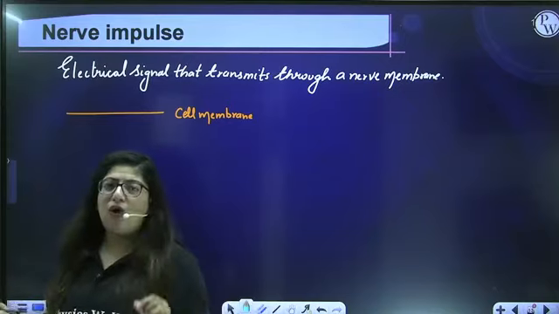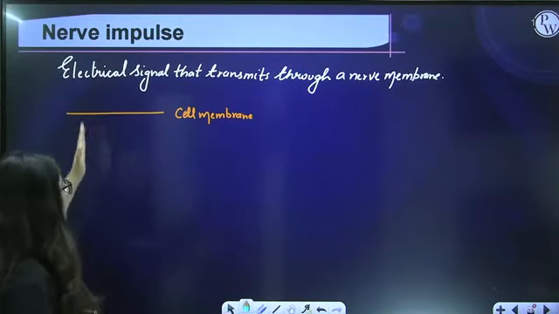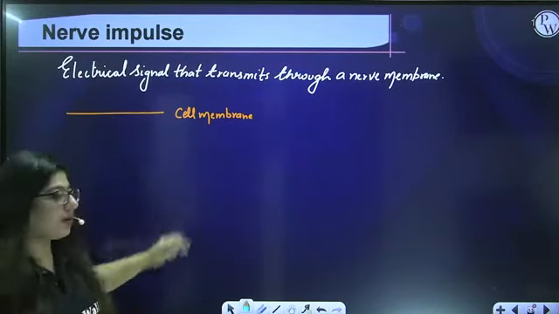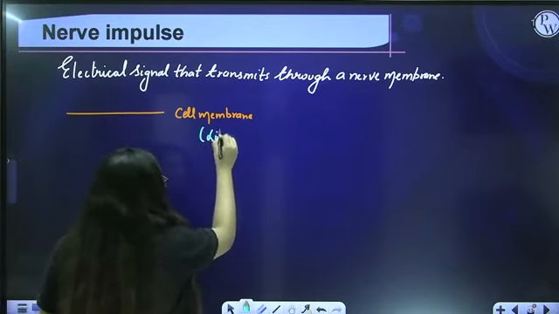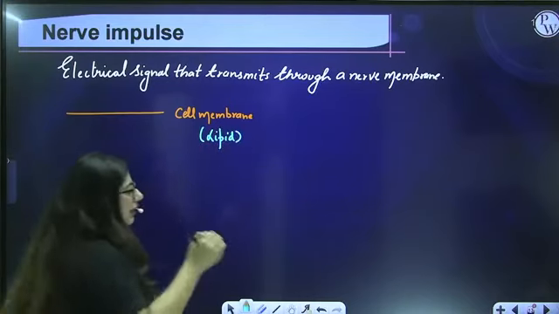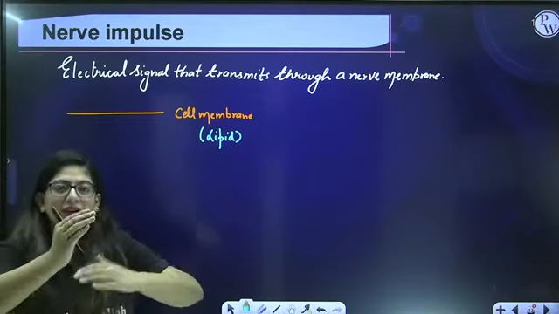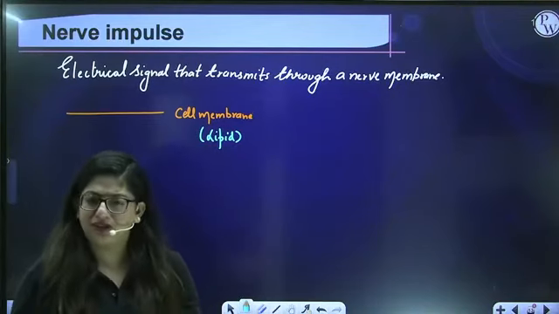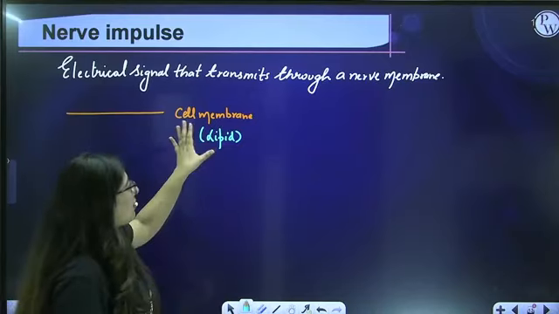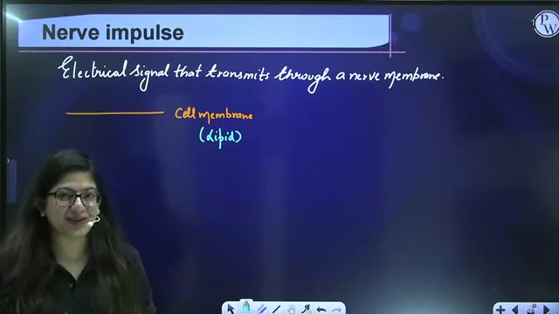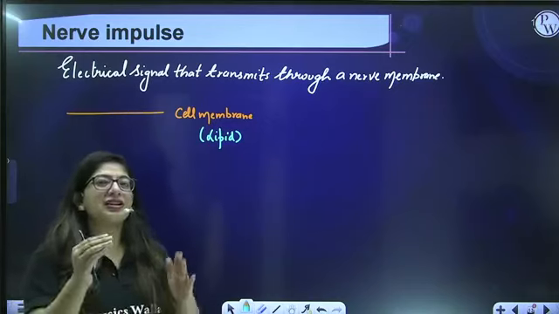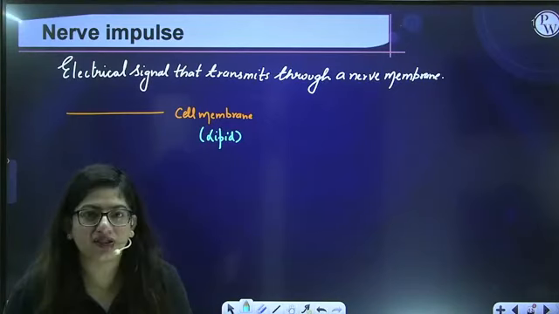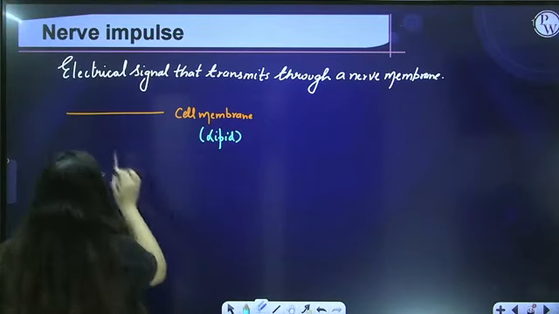So for the flow of ions, we need a passage because the cell membrane is made up of lipid. If the ions are moving across the membrane, the charge develops, and that leads to the formation of an electrical signal. But the membrane is lipid, and lipids are insulators, they will not allow the formation of this charge. Then how will the charge be formed?